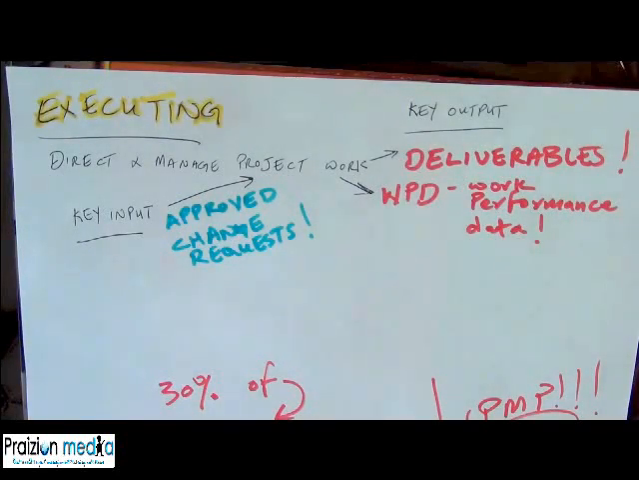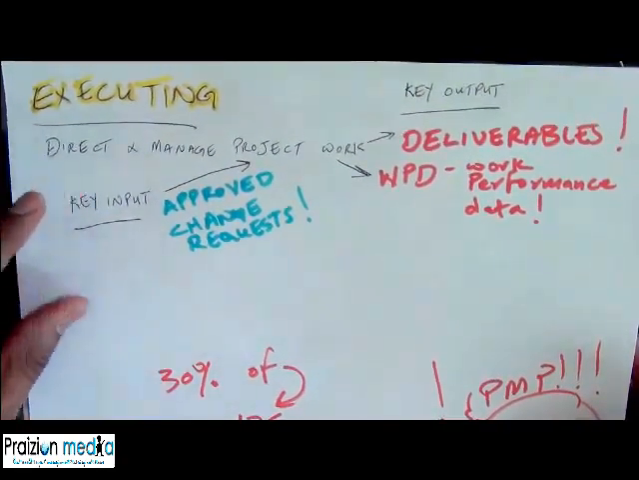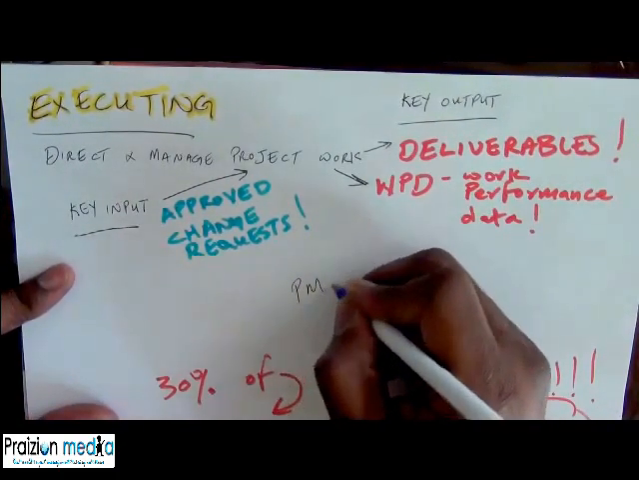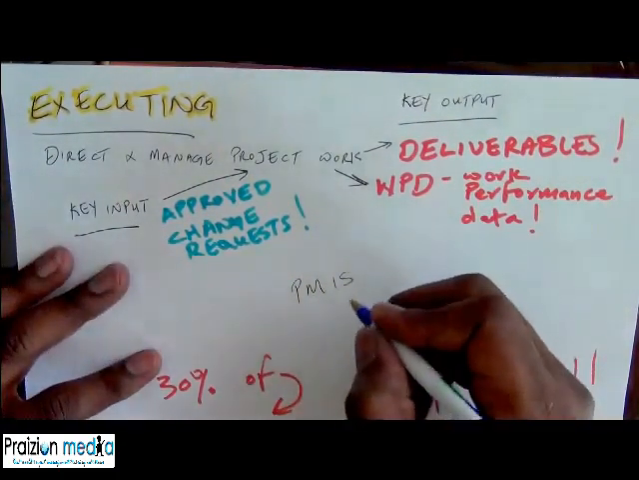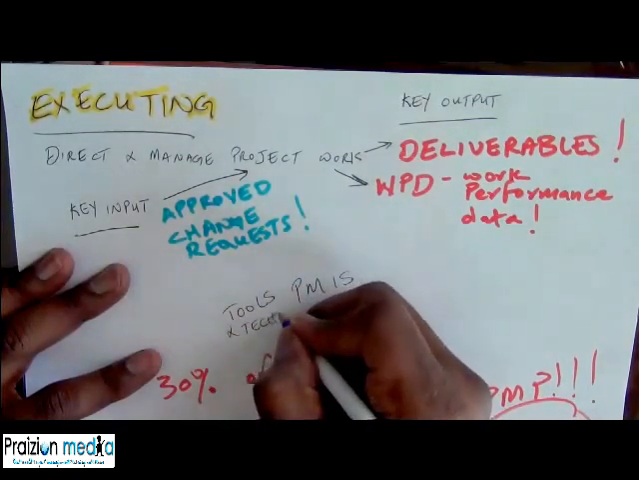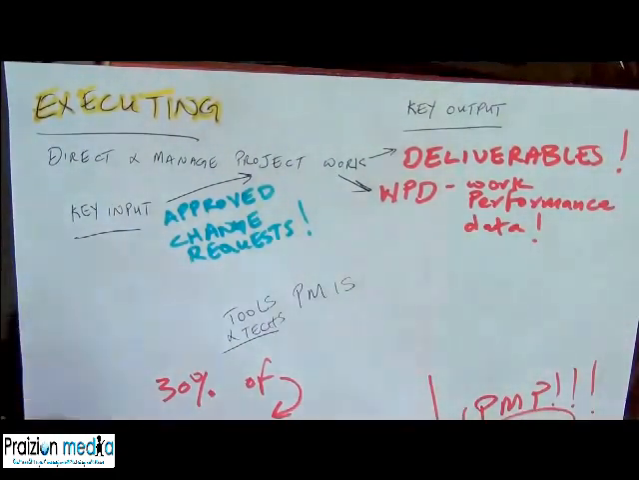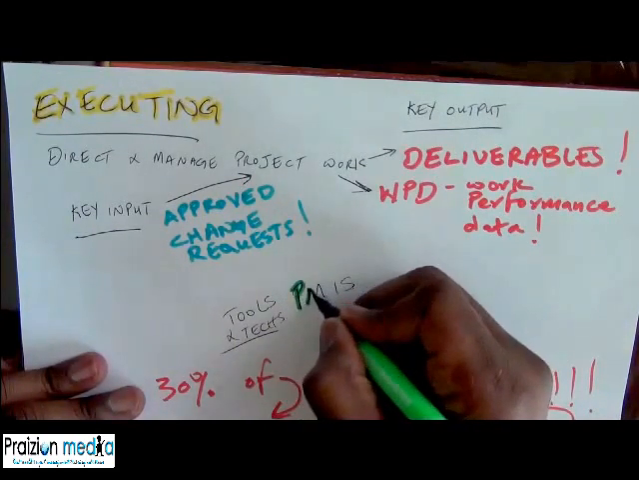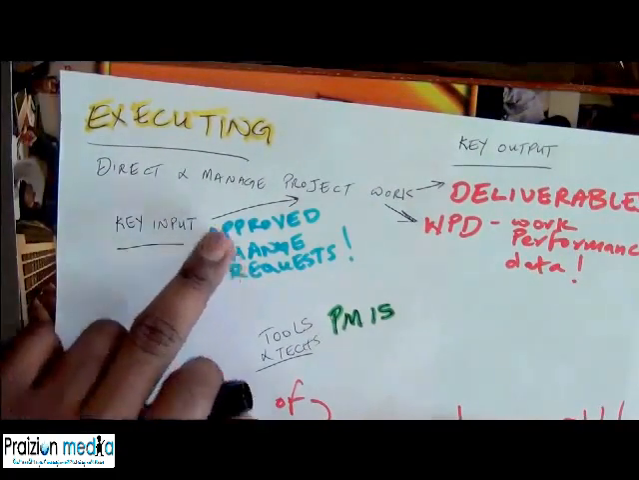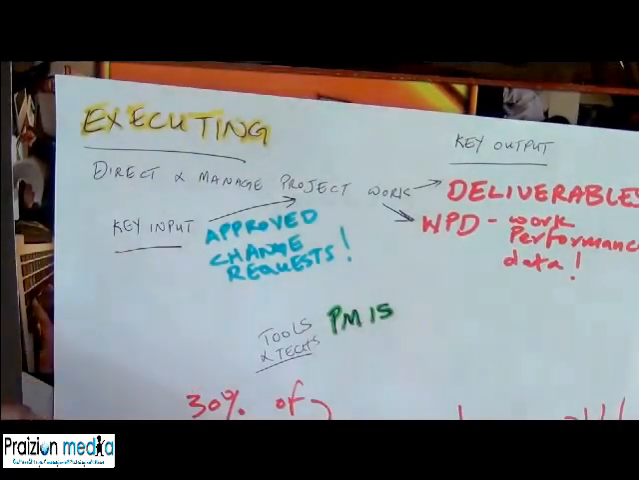Now, still talking about the executing process group, something else to call your attention to is in Direct and Manage Project Work. Don't forget, you've got your project management information system, and these are your tools and techniques. I like to look at these a little bit differently. I like to look at these as things that I need to do to get something out. This is what I need to have to get the process rolling. This is what I need to do to get this output.